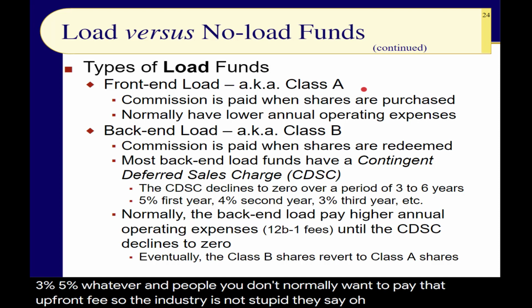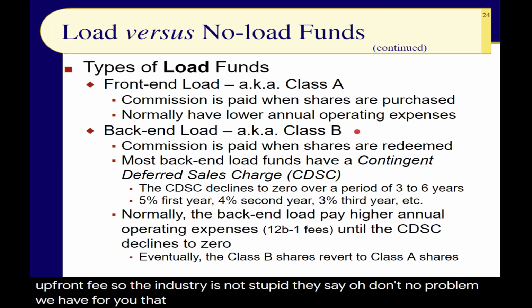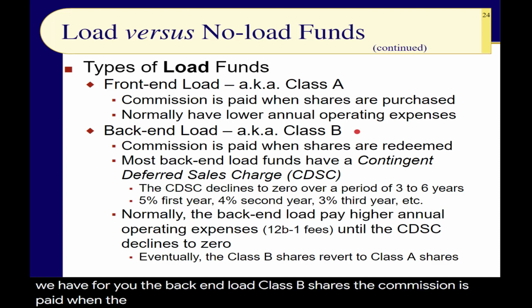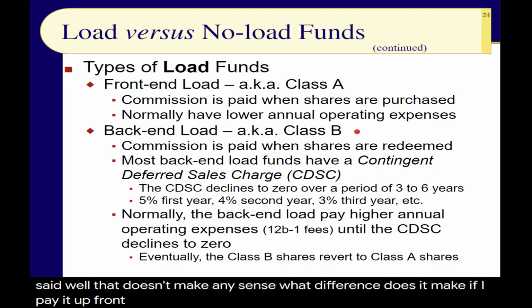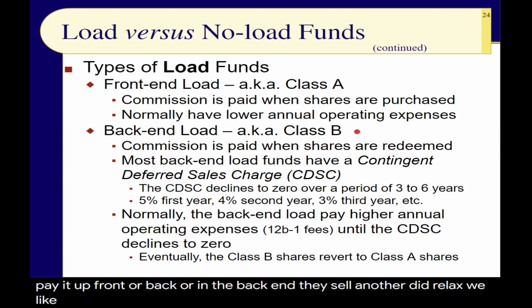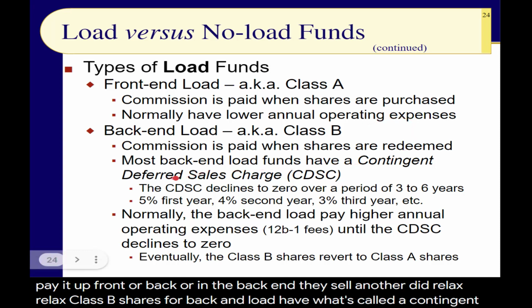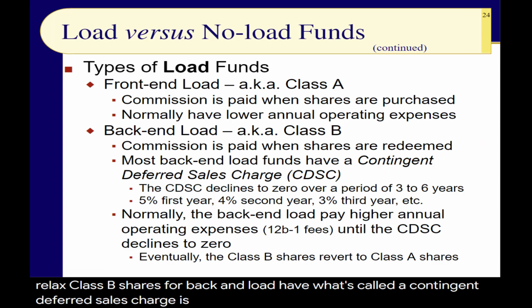People don't normally want to pay that upfront fee, so the industry's not stupid. They say, no problem. We have for you the back-end load, Class B shares. The commission is paid when the shares are redeemed. Well, people aren't stupid, and they say, that doesn't make any sense. What difference does it make if I pay it up front or in the back end? They say, oh, no, relax. Class B shares for back-end load have what's called a contingent deferred sales charge. Isn't that a great name?